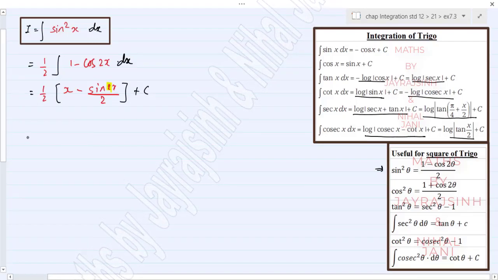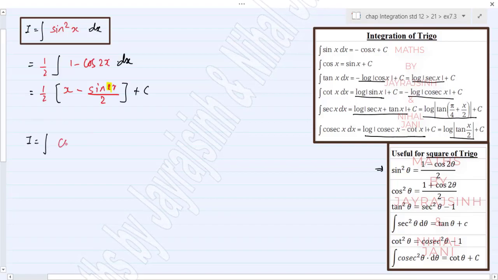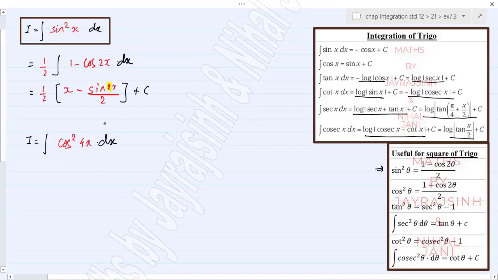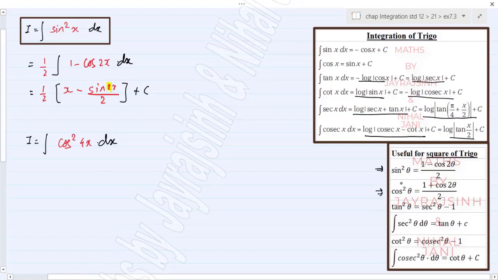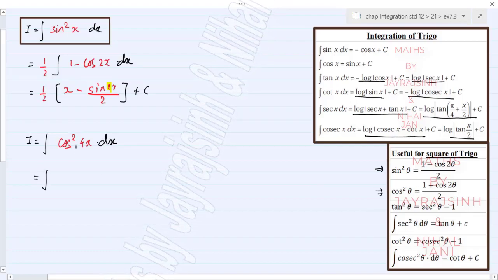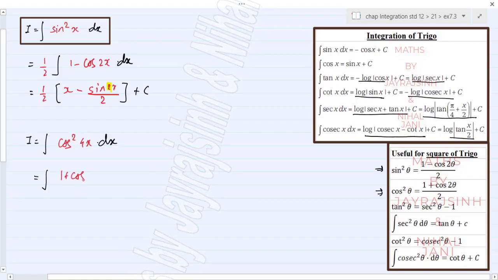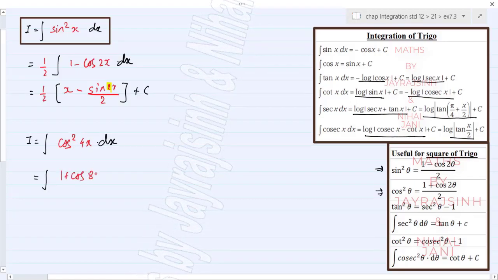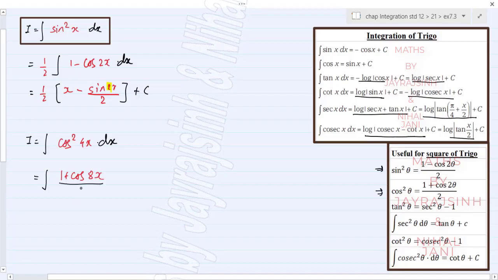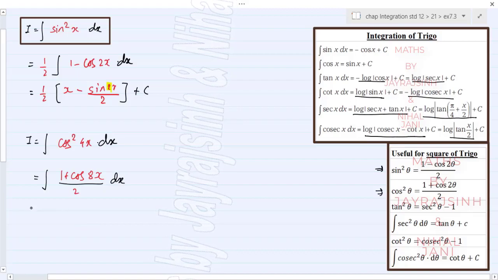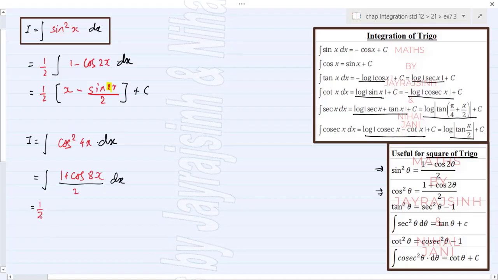Similarly, if you have to integrate cos square 4x, then what will we do? We will use the formula of cos square theta. So this cos square 4x can be rewritten as (1 plus cos double the angle, or we can say 8x) upon 2. Now we don't have to worry about this 1 by 2.